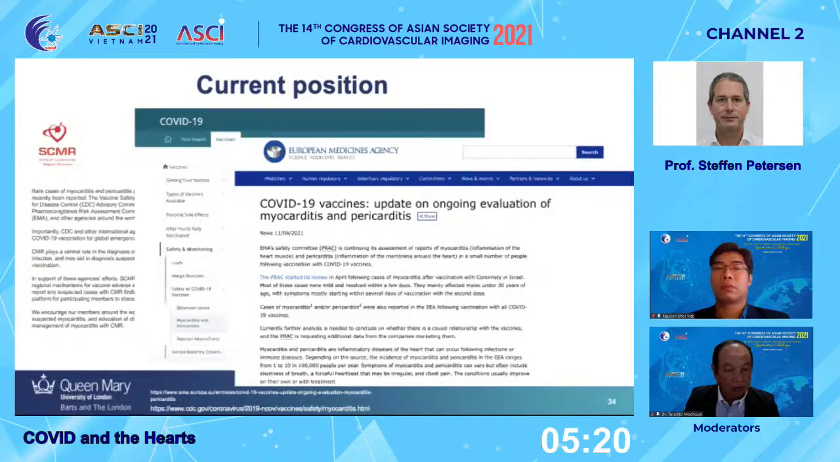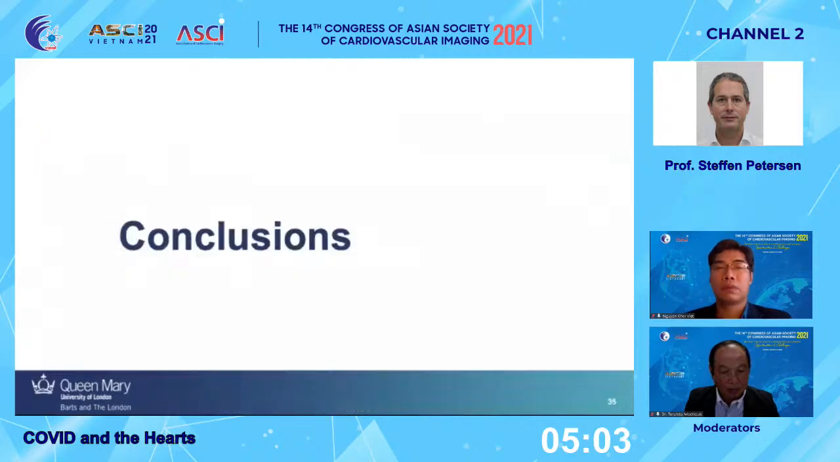Similar position statements have now come out from the European Medicines Agency, or EMA. The Society for Cardiac MR, or SCMR, have provided advocacy by stating the importance of CMR in diagnosing myocarditis. So let's consider some take-home messages.